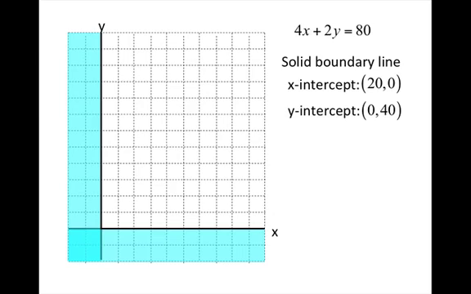Next, let's look at the boundary line 4x plus 2y equals 80. My intercepts were 20, 0, and 0, 40. So looking at all of my intercepts, the 20, 0, the 0, 40, the 60, 0, and the 0, 30, I'm going to let my scale be 10. So for 20, 0, I go over 2 lines and make my ordered pair. And for 0, 40, I go up 4 lines on my y-axis. And I draw a solid boundary line through these points.